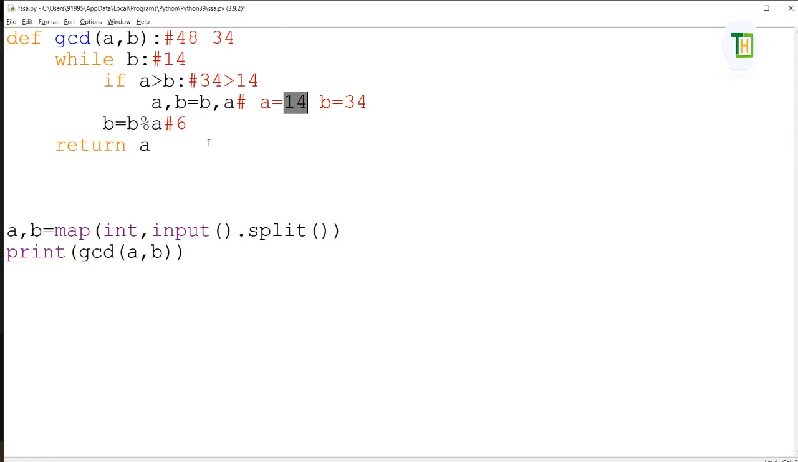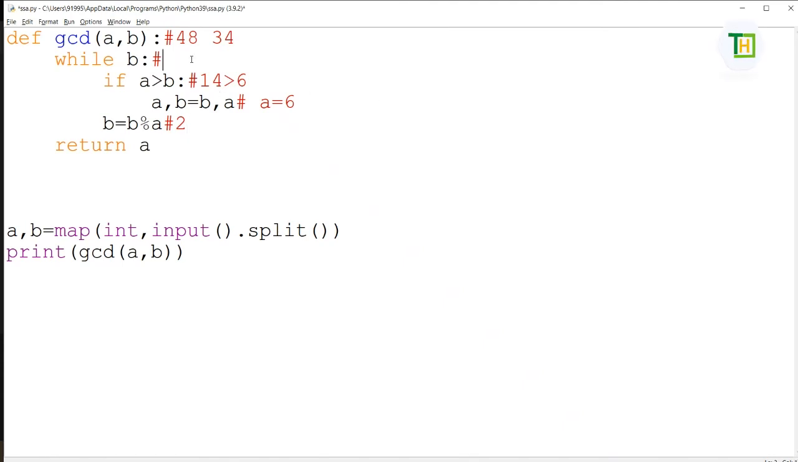Then again it is moving here, while 6. Is it true or not? Again it is true. And now 14 is greater than 6. Is it true or not? Yes, again. Then I have to swap: A is equal to 6 and B is equal to 14. Then coming to this line, 14 mod 6. 6 twos are 12. 14 minus 12, it is going to be 2 here. Now B becomes 2.